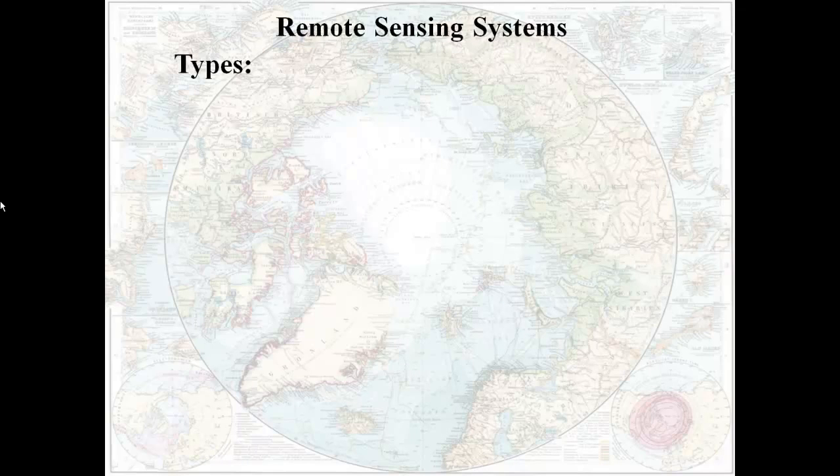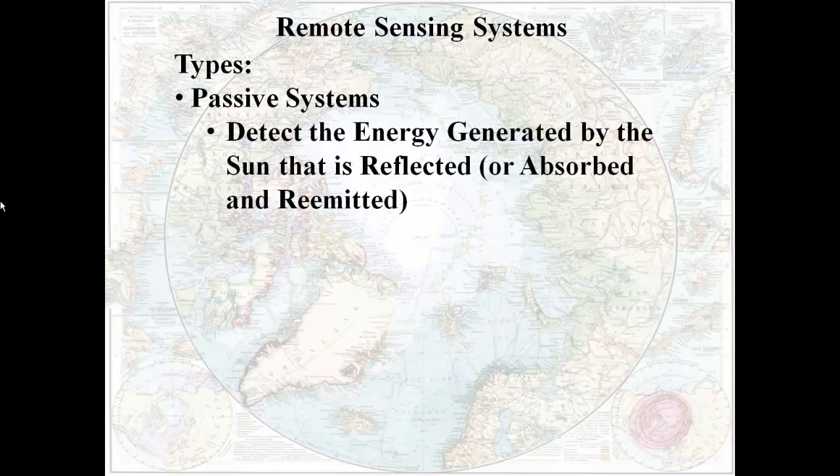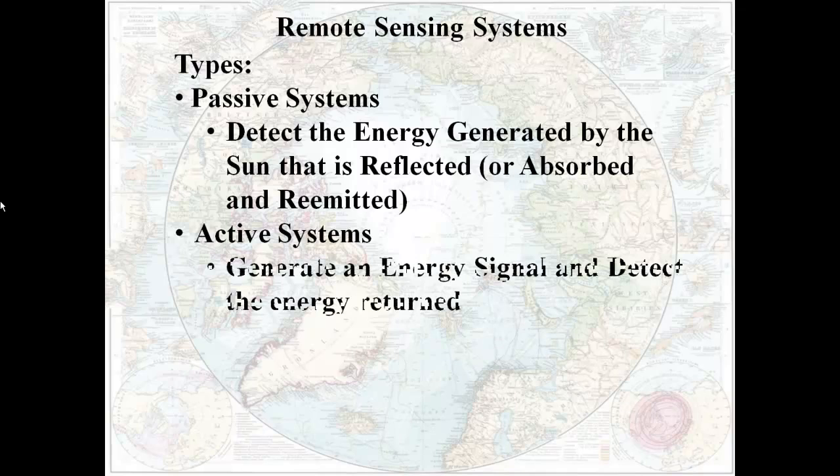Okay, so like everything else, we classify things, we break them into types. So for remote sensing systems we break them into 2 basic types. There's passive systems, and what passive systems do is they're detecting energy generated by the sun that's reflected off of something. So what you do is you detect what bounces off of the thing you're looking at, and it's bounced off or reflected energy from the sun. Active systems don't use the energy from the sun, but they produce their own signal, and they detect the energy that bounces off of an object that's part of what the signal was that was actively generated.